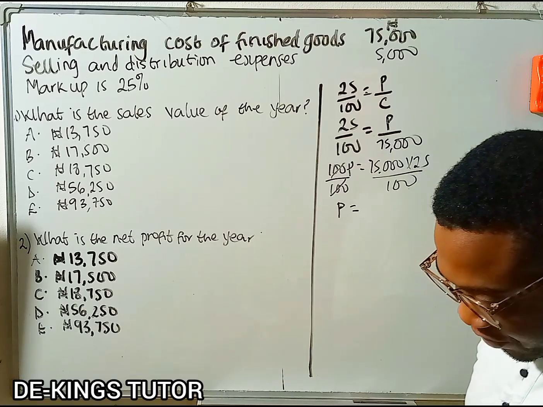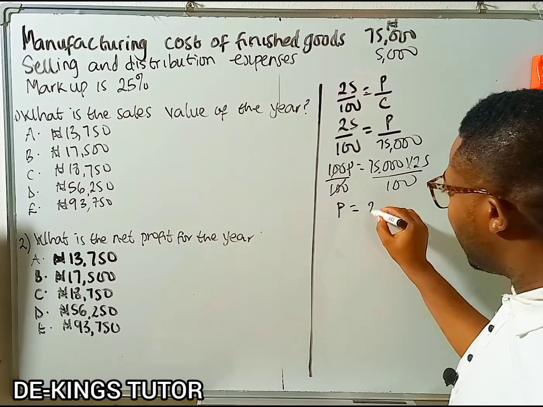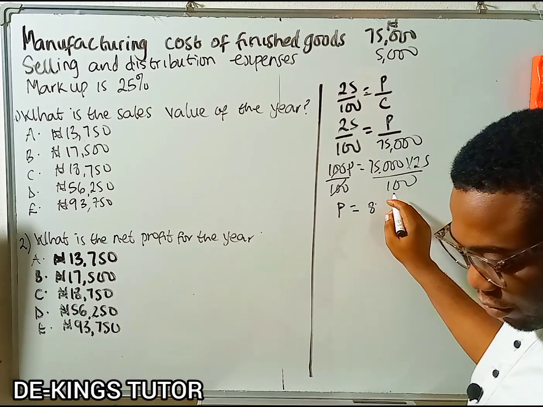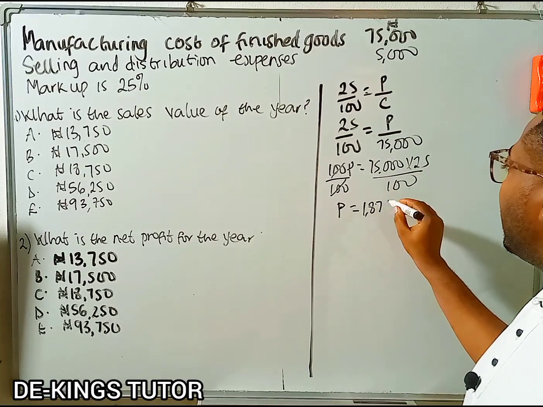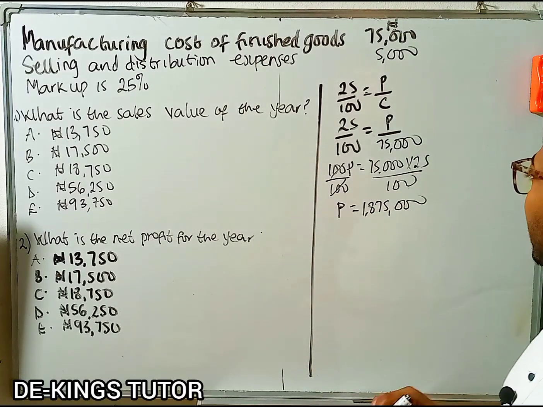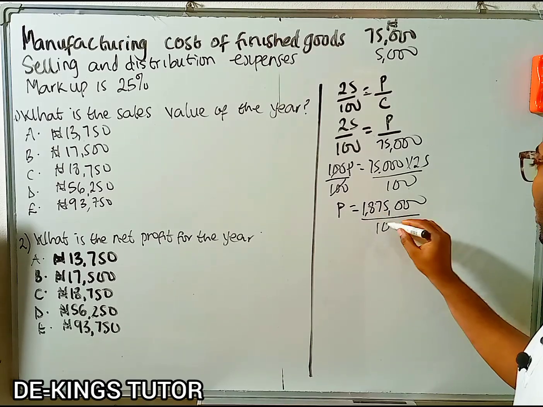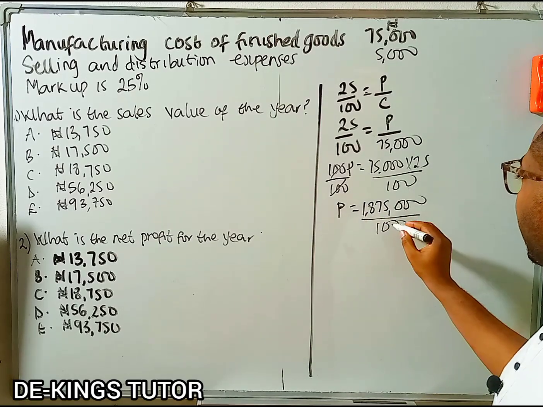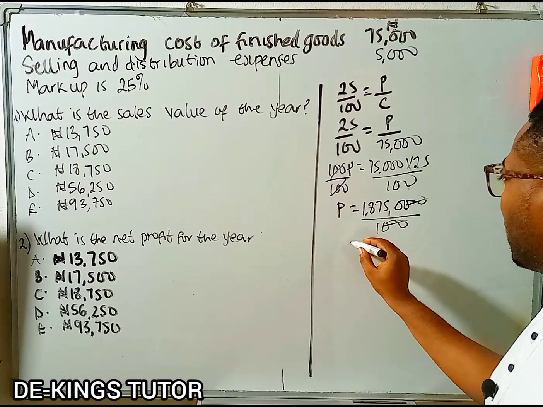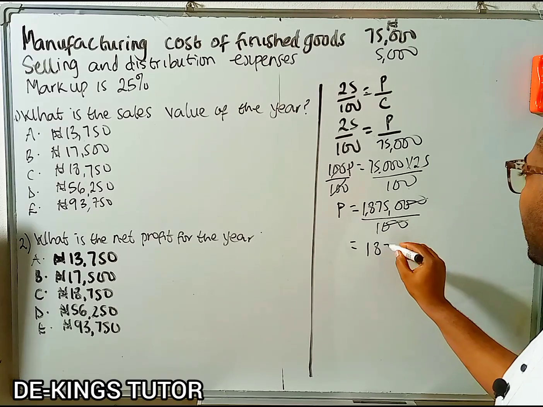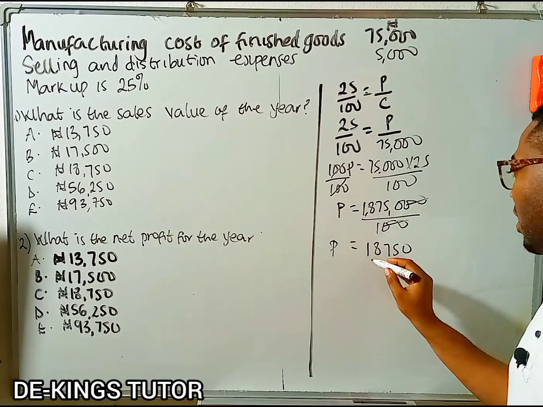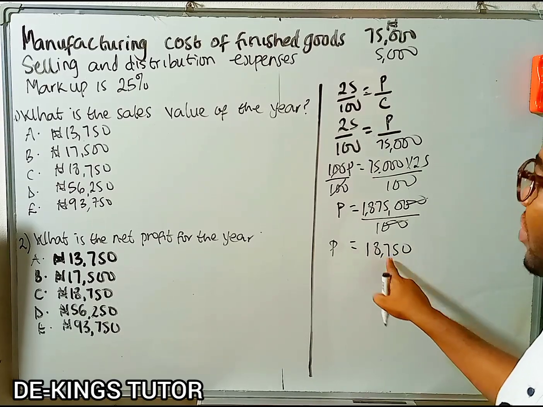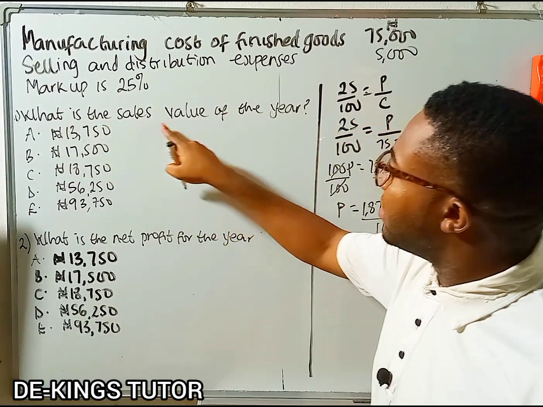Using our calculator, it will give us 1,875,000, okay, divided by 100. So to get our profit, this cancels this. So we now have our profit as 18,750. So our profit is 18,750. But they're asking us what is the sales value.